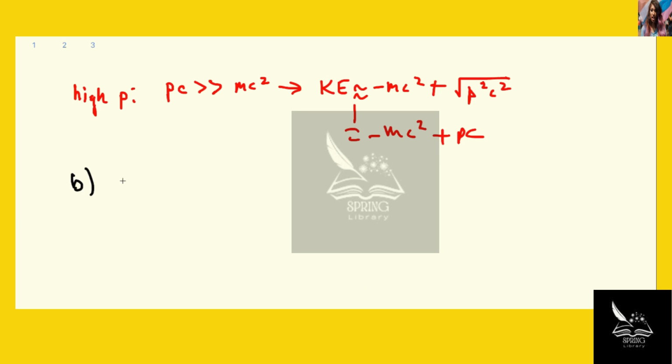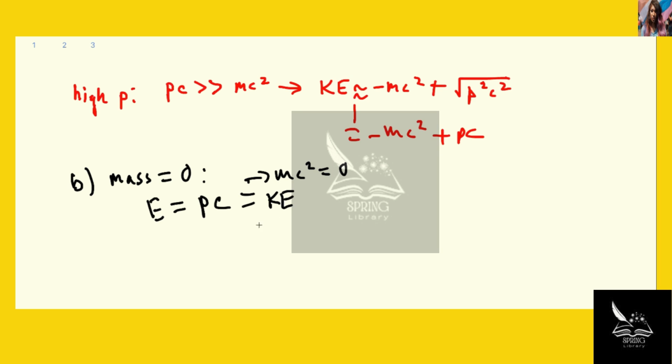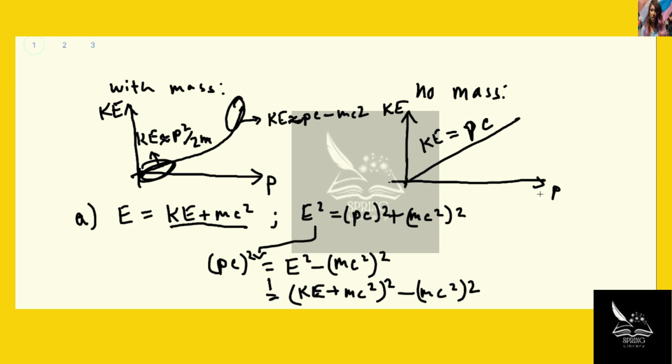And finally, for no mass, so mass equals 0. In the case of massless particles like photons and neutrinos, energy is just momentum energy, because rest mass energy is 0, mc² is 0, and so all of your energy is kinetic. So KE is pc, so there's a linear correlation between kinetic energy and momentum energy. The higher the momentum gets, the higher the kinetic energy gets, and there's no difference between the low and high momentum regime in this case. And that's it.